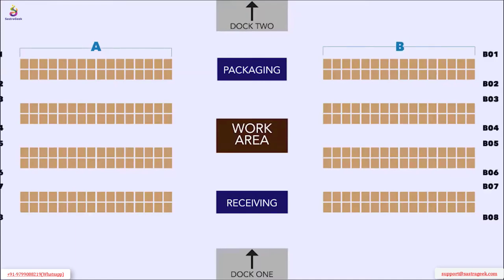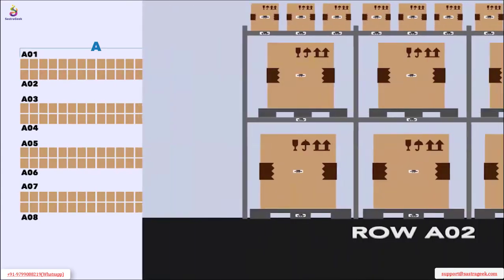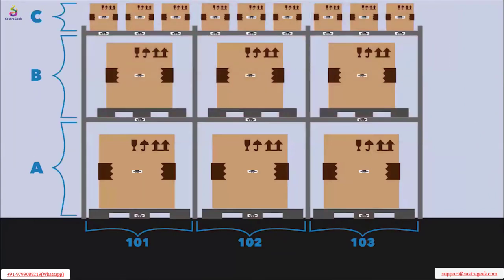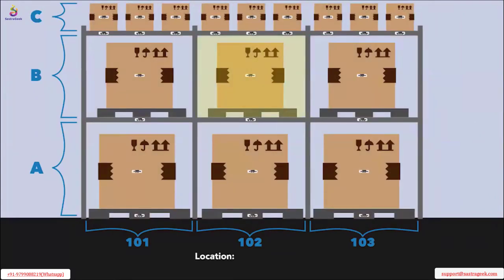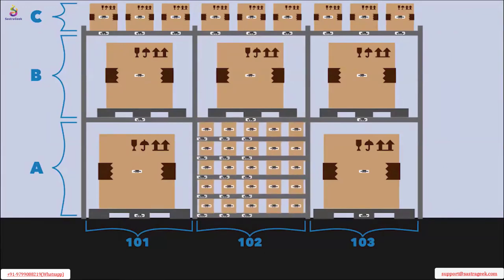Next, we define rows. Rows are intuitive because they follow the flow of your picking patterns. These are your locations. Let's take a closer look at row A02. In this example, we define locations based on bay, or column, and row. So there are 9 locations. This location is zone A, aisle or row A02, bay 102, row B. But within each location, you can have sublocations. So within this location, you have sublocation 1, 2, 3, and so on all the way to 25.